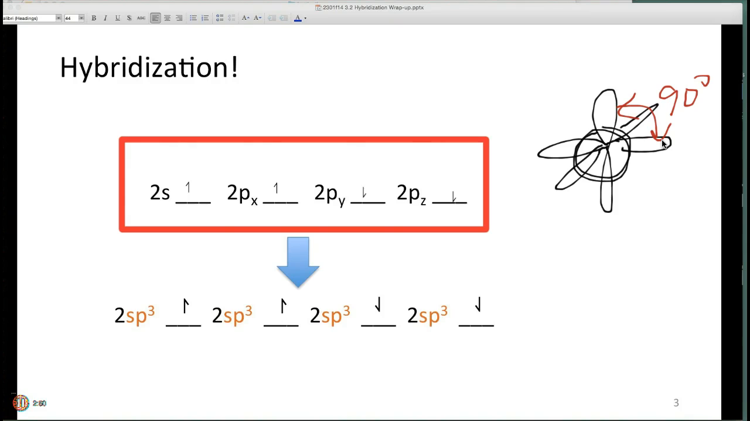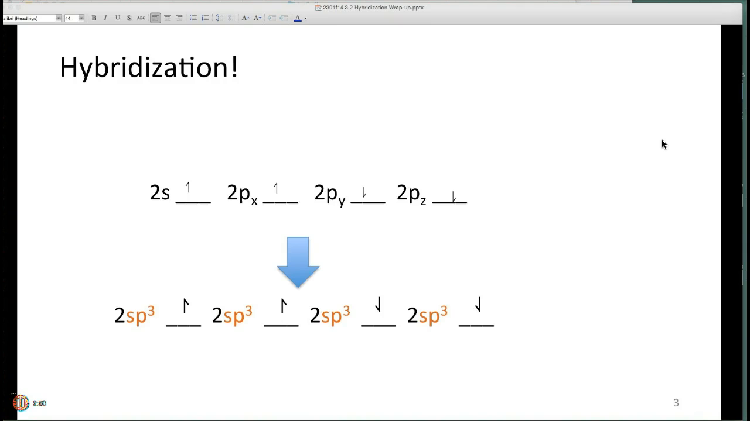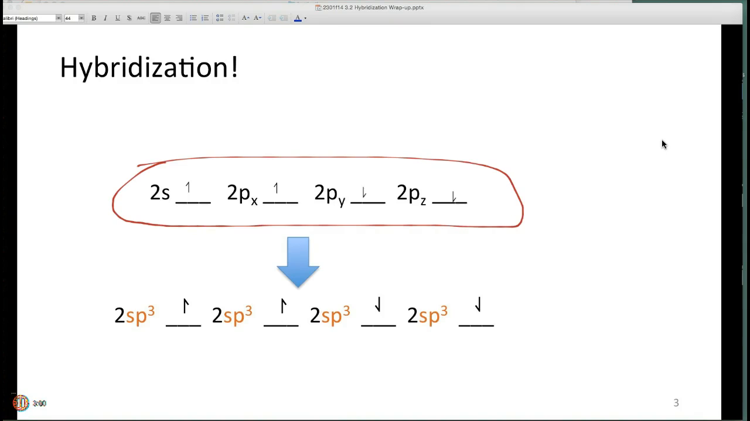We explain that by saying that all 4 of these orbitals are put into an imaginary blender, if you will, so that they're all mixed up together, and then you pour them back out again to get 4 orbitals that look exactly the same. Because it's 3 parts p orbital and 1 part s orbital, we call them sp3.